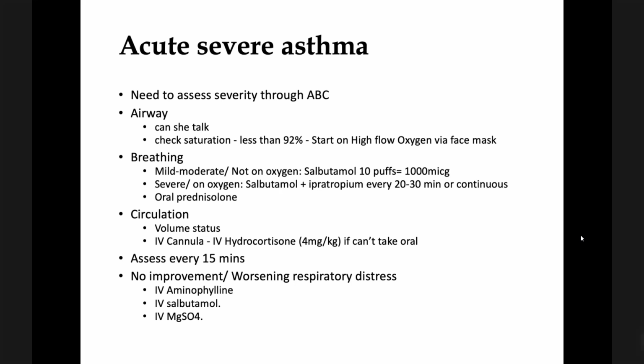And if you are giving magnesium sulfate, as you might remember in obstetrics, this is one form of treatment for preeclampsia. So it can quickly bring the blood pressure down. So you need to monitor the blood pressure as well as you need to monitor the ECG. And if you are giving more than one dose, you need to monitor the magnesium levels.